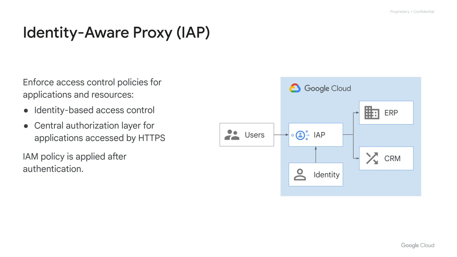Cloud IAP performs authentication and authorization checks when a user tries to access a Cloud IAP secured resource, as shown on the right. For more information about Cloud IAP, see the links section of this video.